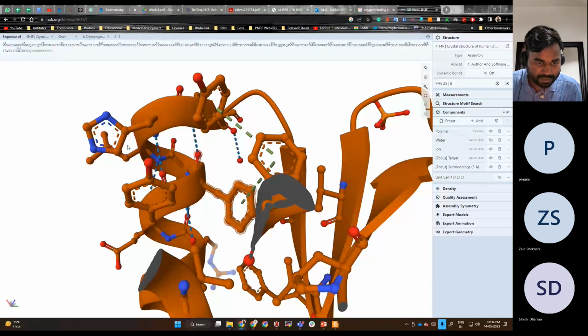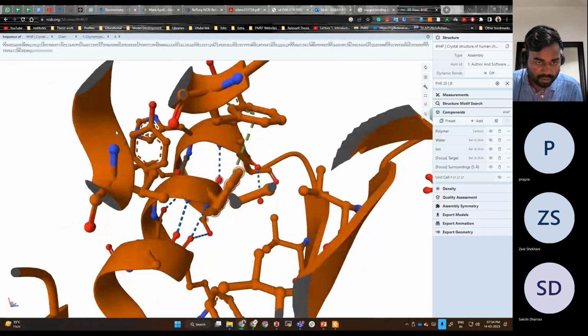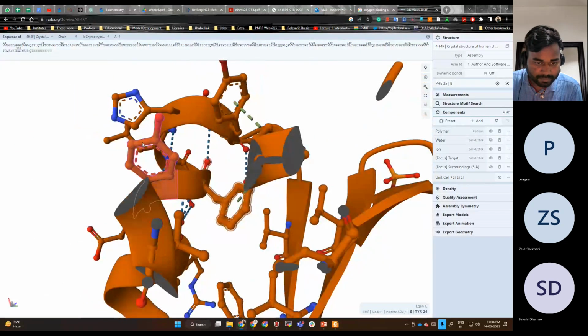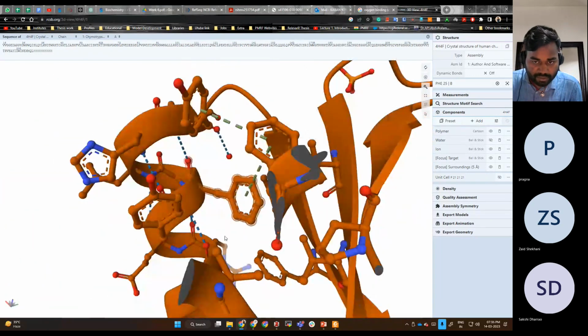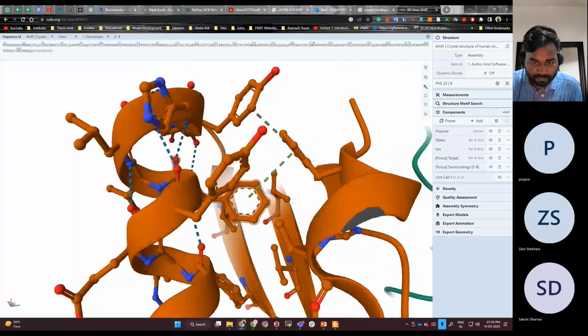Okay, this is the histidine ring. Now this is again your tyrosine, right? Tyrosine 24. Here you have glutamic acid 23. Okay, now see how this is coordinated.